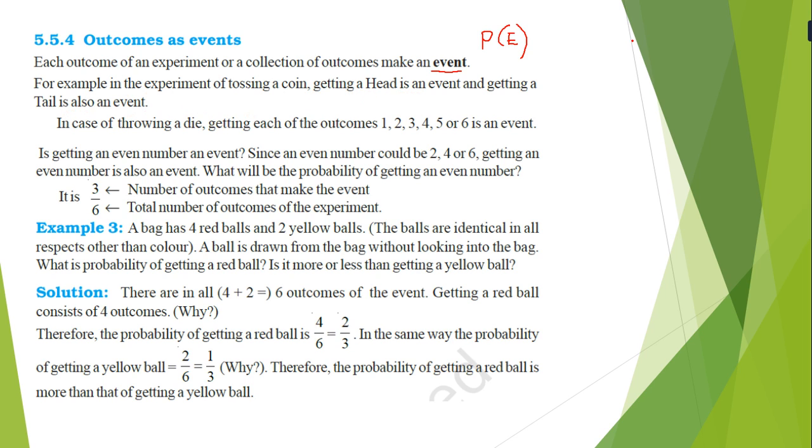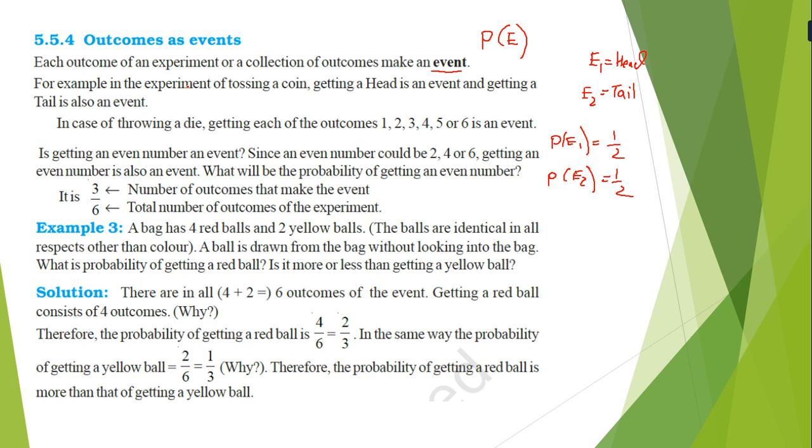So for head we can take E1 equal to head event and E2 equal to tail. Now P(E1), for head, is again 1 by 2. For tail, again 1 by 2. So in case of throwing a die, getting each of the outcomes 1, 2, 3, 4, 5 or 6 is an event. So 1 by 2, 1 by 2 is getting an even number.